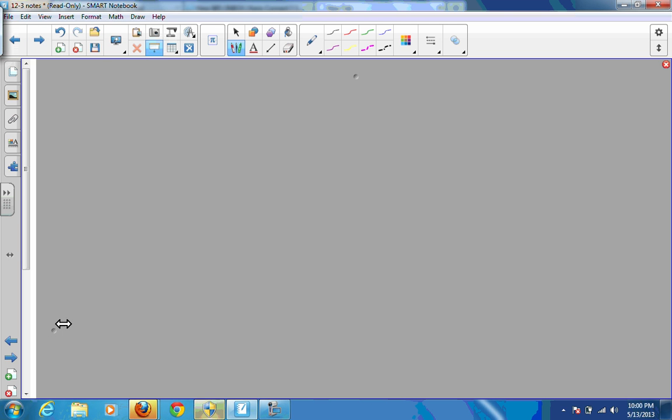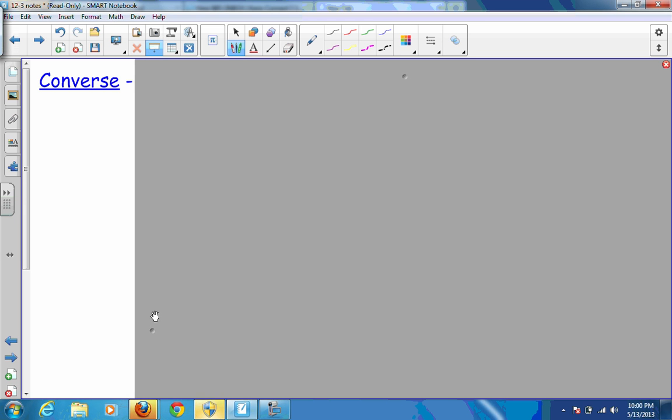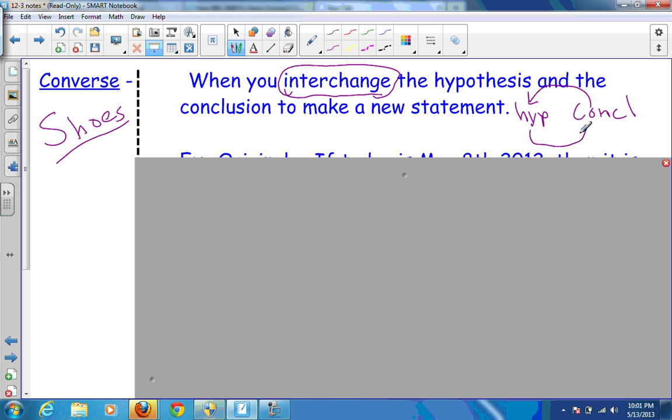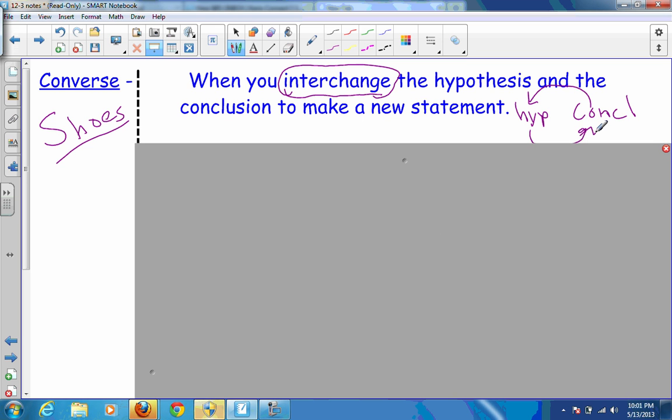of statements. I am going to explain this in a way that, again, you're probably going to think is weird, but I'm going to relate this to shoes. So I'm going to show you what the definition is. I'm going to explain the definition, and I'm going to come back to the shoes idea. The converse of a statement is when you interchange the hypothesis and conclusion to make a new statement. Taking my hypothesis, which usually comes first, and my conclusion, I'm switching them around. The hypothesis and conclusion switch.